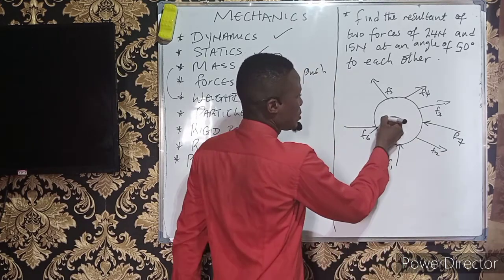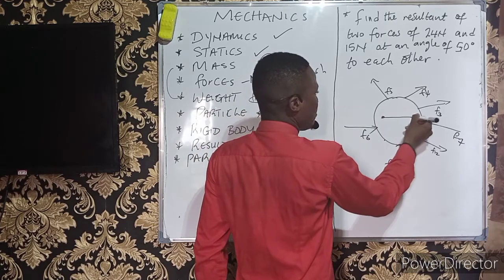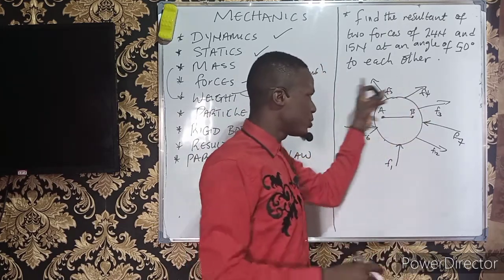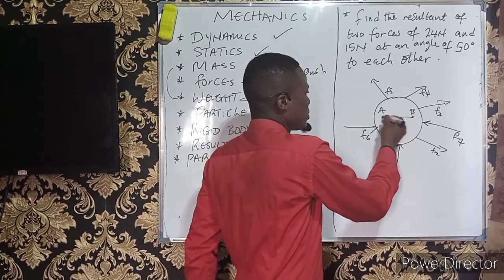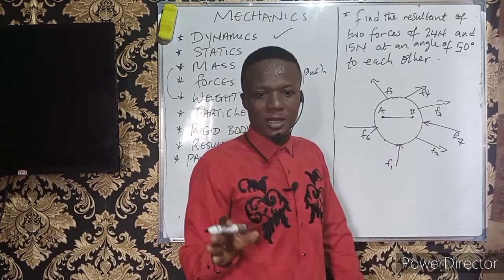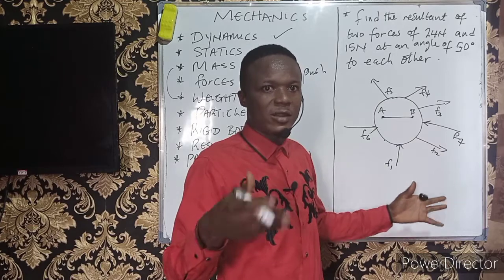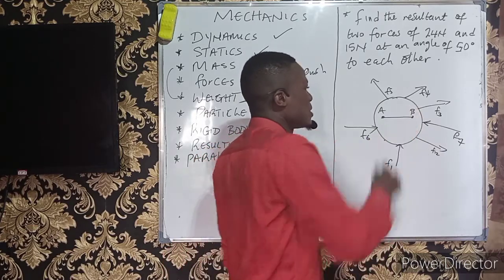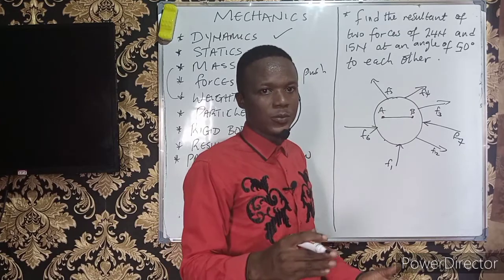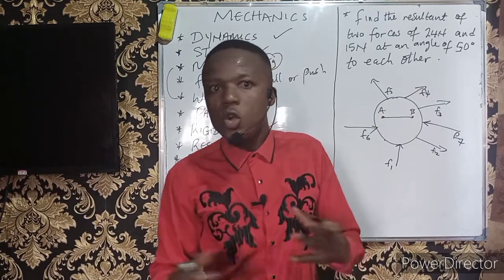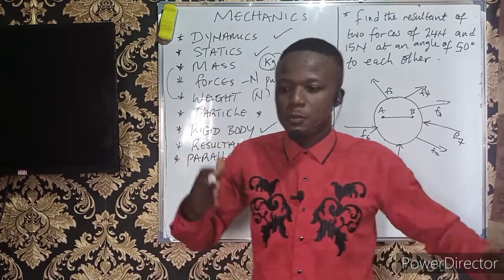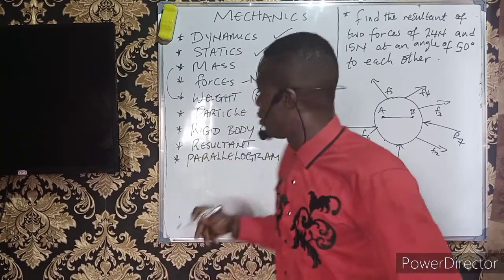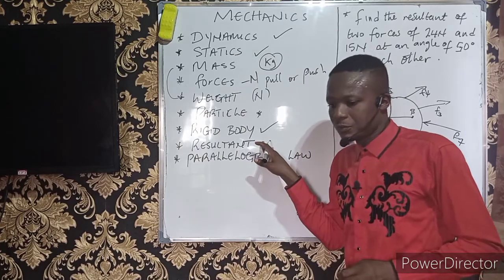So if there is a particle here and another particle, let's say particle A and particle B, it is possible that after rotating this object, the distance between A and B will still be the same. There is no difference. Even if there is a difference, it should be negligible. So if this is so, it means that this body is a rigid body, when there is no difference between two particles in it as a result of the displacement of the body. Okay, so we have the resultant.